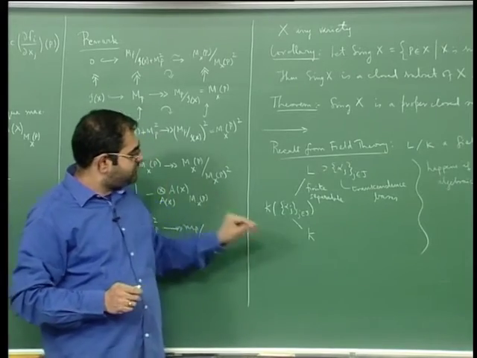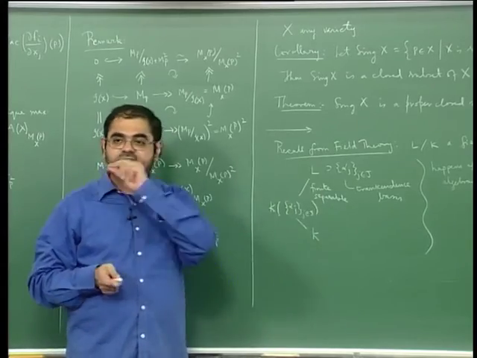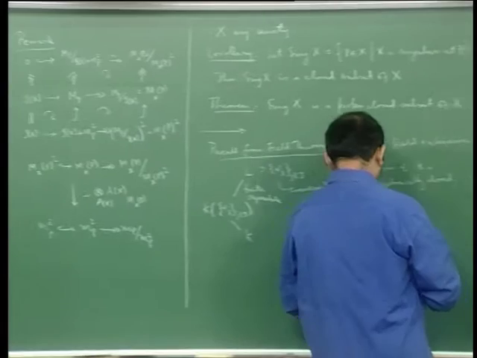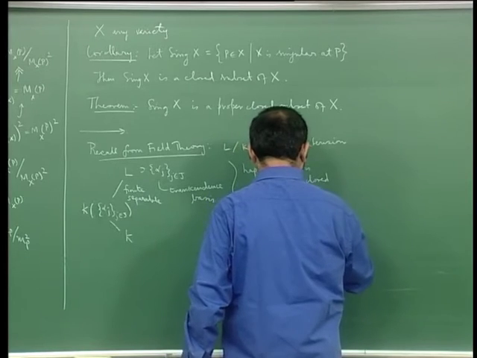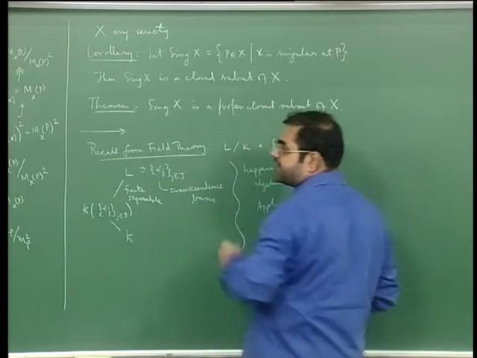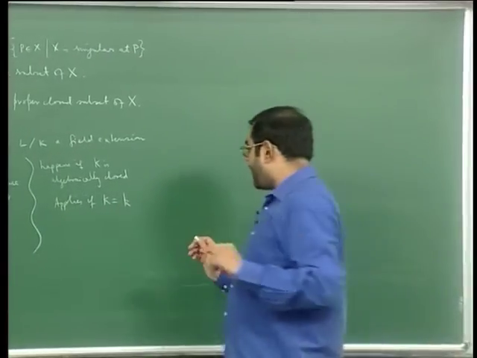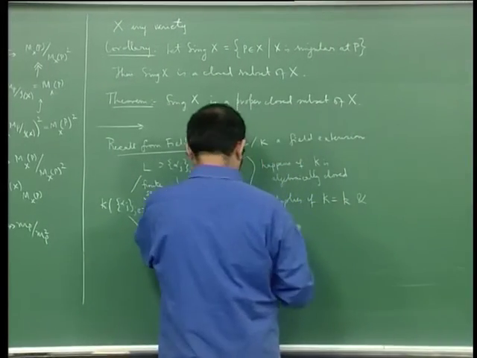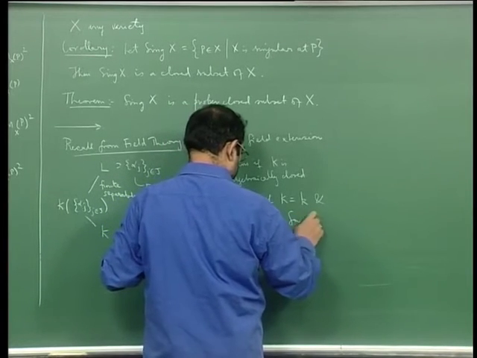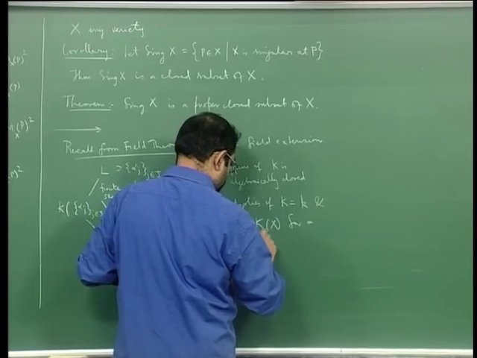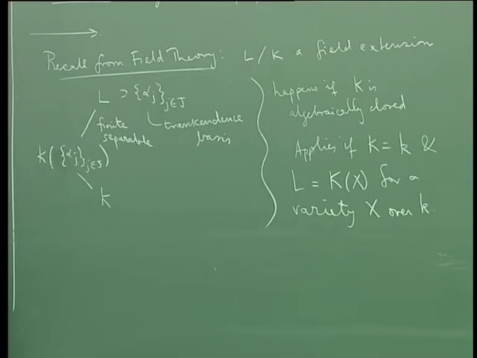But the important thing is that we want to apply it when capital K is small k, our algebraically closed field, and when L is a function field of a variety. So this applies if capital K is small k, for us small k is the algebraically closed field over which we are doing algebraic geometry, that is the field over which we are studying varieties, and capital L is the function field of X for a variety X over K. So this is our application.